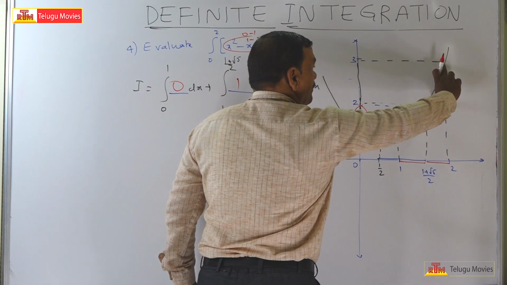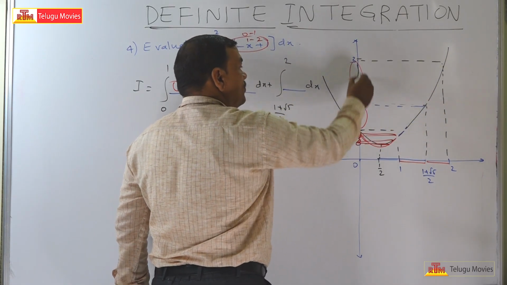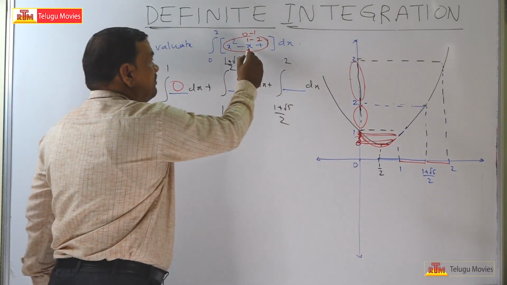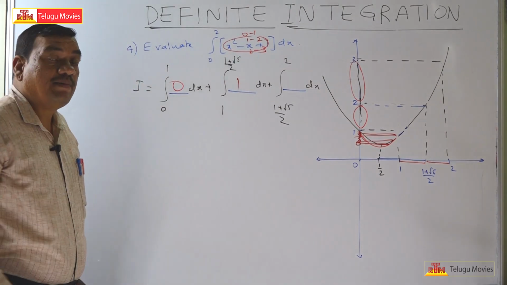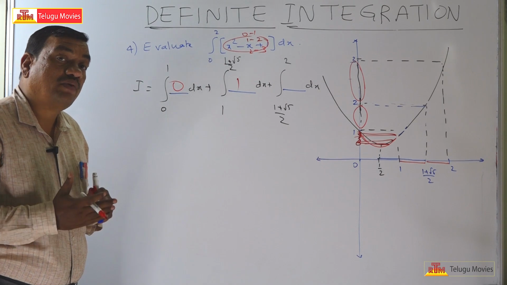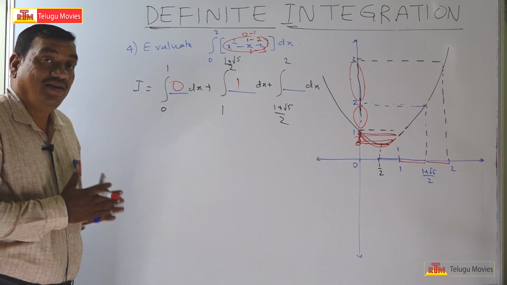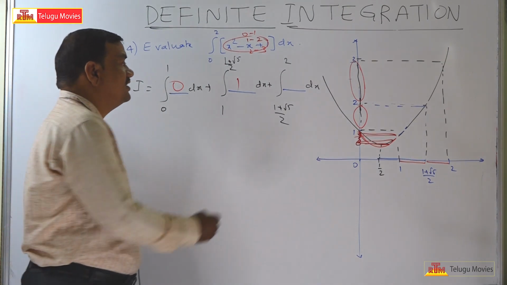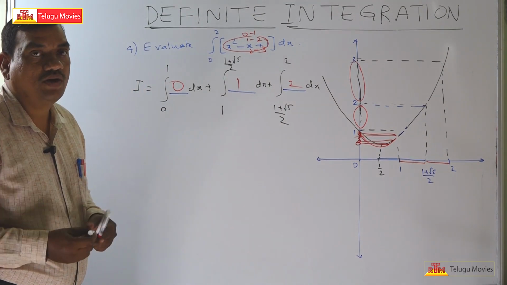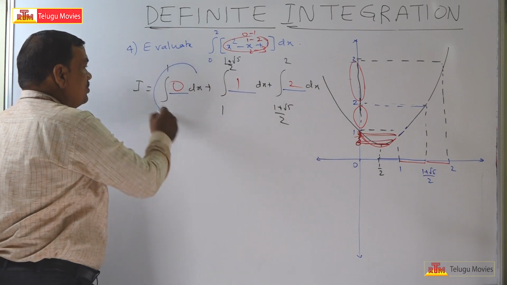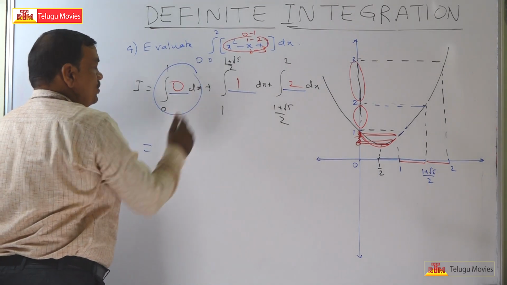From (1 plus root 5) by 2 to 2, your y value ranges from 2 to 3. What is the step value from 2 to 3? Whatever the integer value between 2 and 3, it is 2. That's all, the problem is over. Now there remains the calculation part. So this is 0.